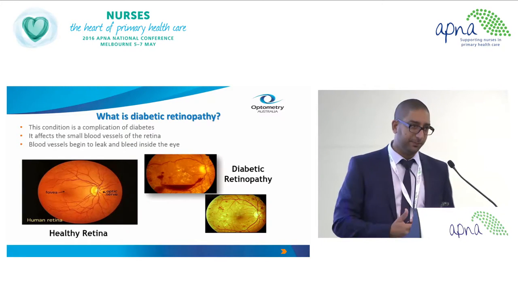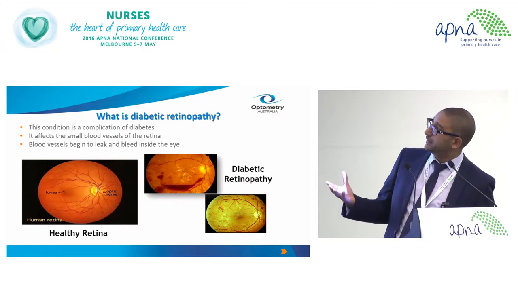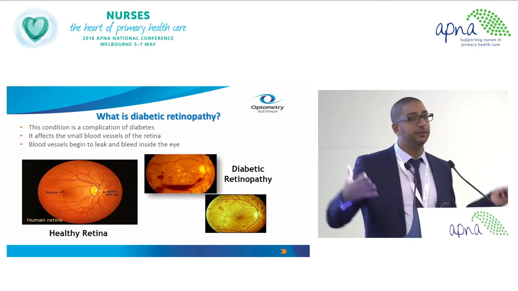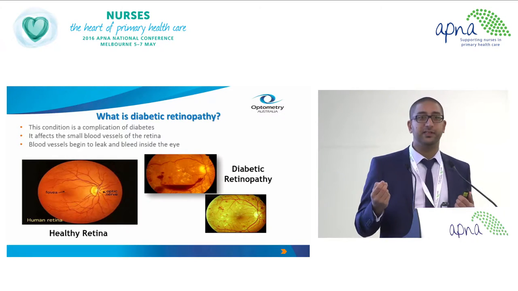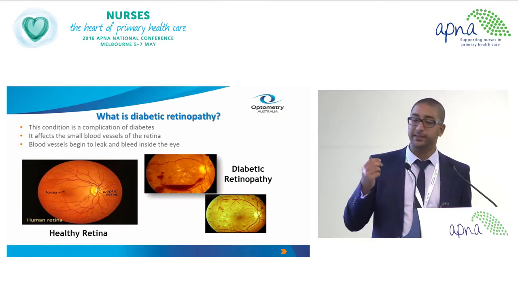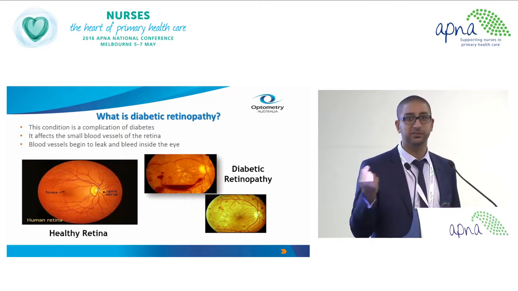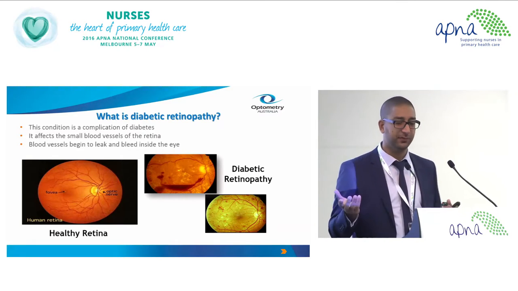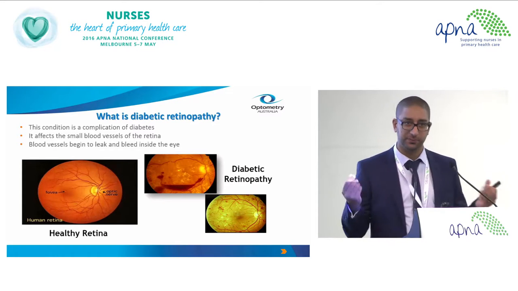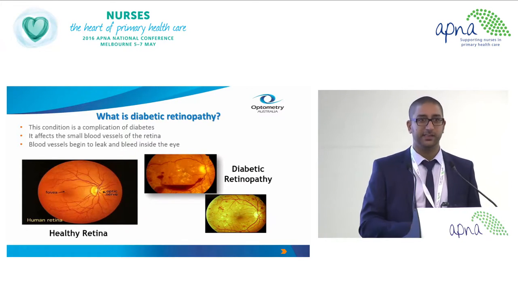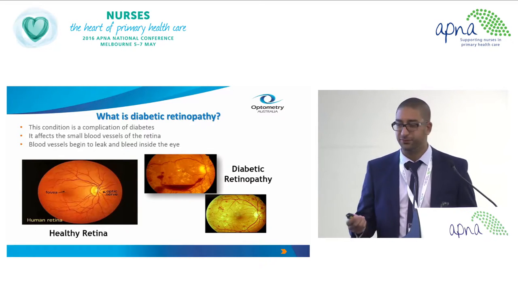What is diabetic retinopathy? Essentially, it's a condition that is a complication of diabetes. Okay, it's a fairly significant one. It affects the small blood vessels and it results in the leakage and hemorrhaging of the small blood vessels in the retina. So just like you have damage to the small blood vessels in the kidney or wherever else, or the periphery, the eye is another area where small blood vessels can be affected from diabetes.